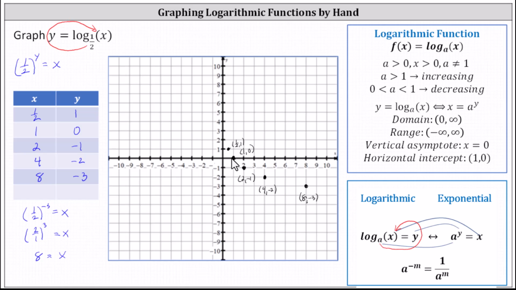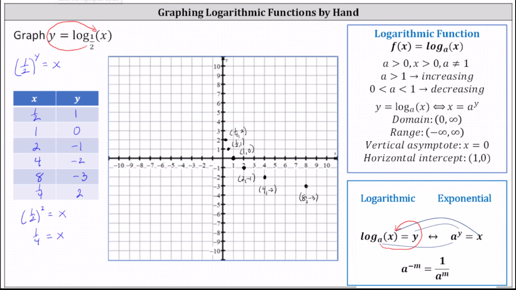Let's see what's happening to the graph as the graph approaches the y-axis. Let's select y equals 2. When y equals 2, we have 1/2 to the power of 2, or 1/2 squared equals x, giving us x equals 1/4. 1/4, 2 is approximately here. Notice as we select larger and larger values of y, the x values get smaller and smaller and approach 0, which indicates the graph has a vertical asymptote of x equals 0, which is the y-axis.